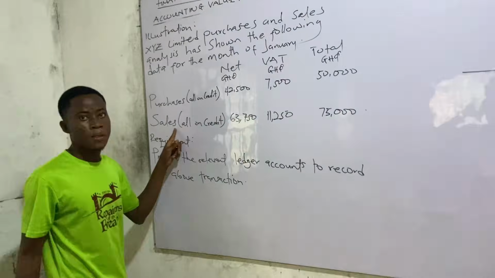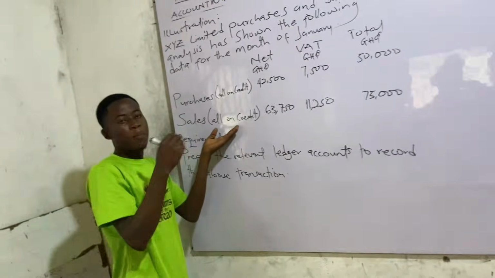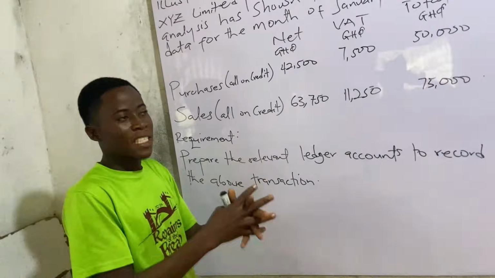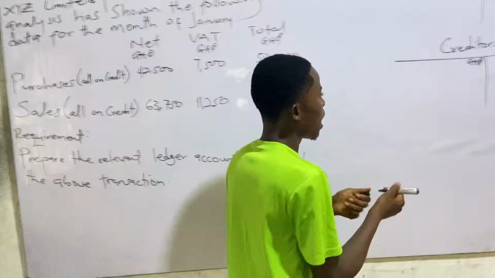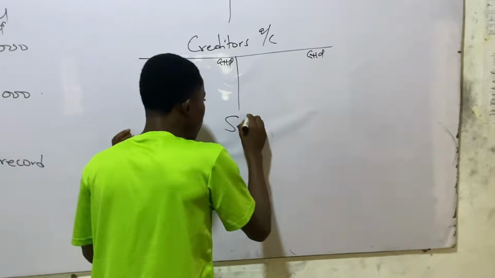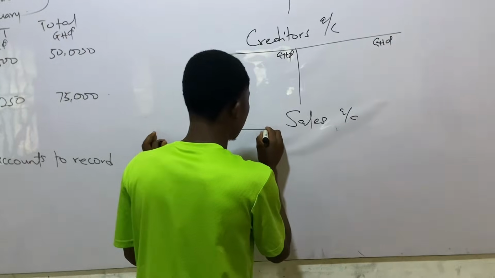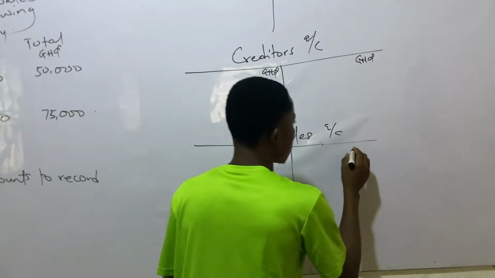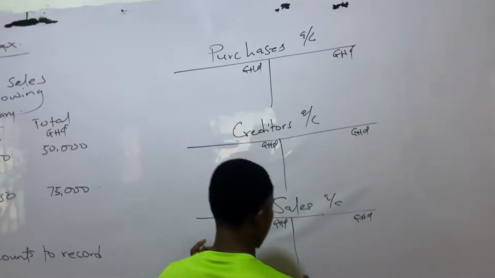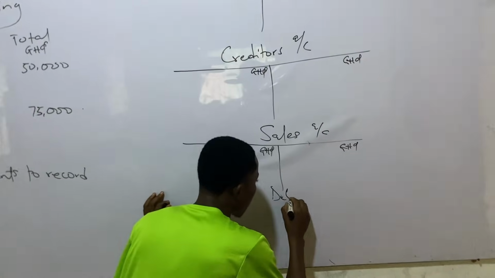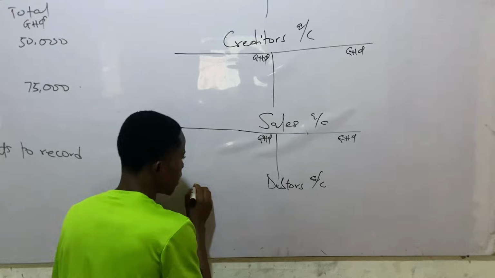Also, we made sales. Since we've made sales, we have a sales account, and we sold the goods to our customers on credit. So we will also have a debtors account involved. So we have the sales account, and then we have our debtors account as well.